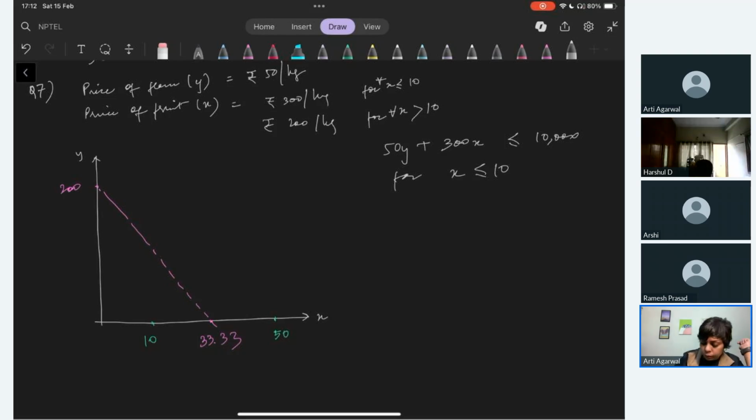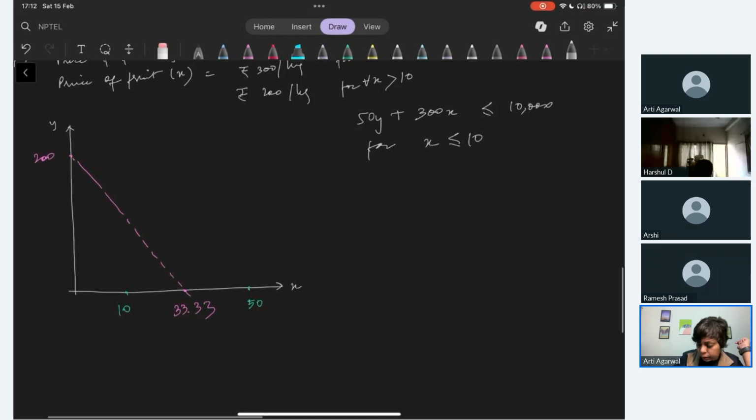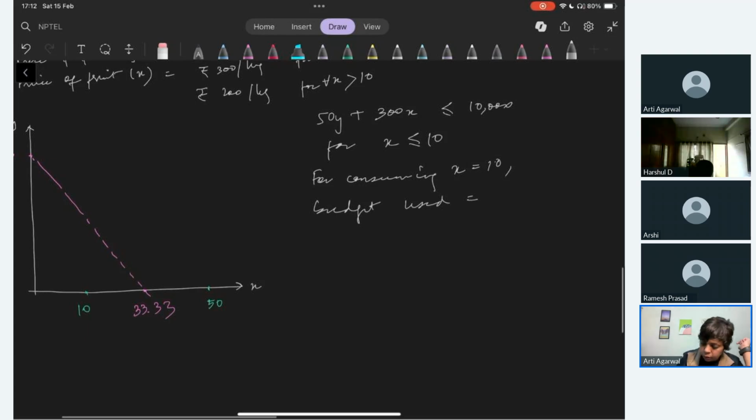So for consuming x equal to 10, the budget used is equal to the price of x, 300, into 10. Therefore 3,000 bucks is already used, right? Because remember, if you're buying 20 kgs of fruits, the entire 20 kgs is not going to cost you 200 rupees per kg. The first 10 kg is going to cost you 300. The remaining 10 kg is going to cost you 200 per kg.